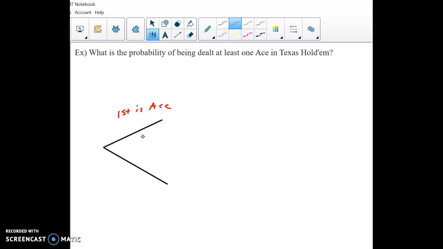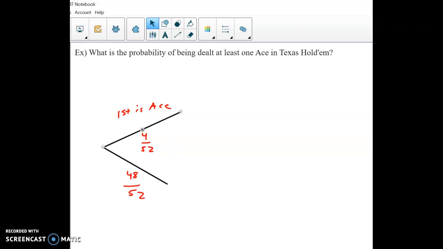right? Basically there's 4 aces out of 52 cards, so your chances that the first one is an ace is 4 out of 52 along one branch. And then your chances that you don't get an ace would be all the other cards, which would be 48 out of 52. Okay, so you could start a tree diagram like that with your chances you get an ace.